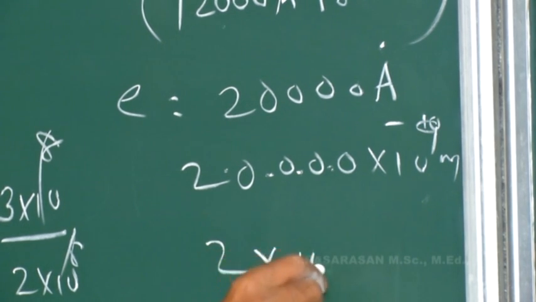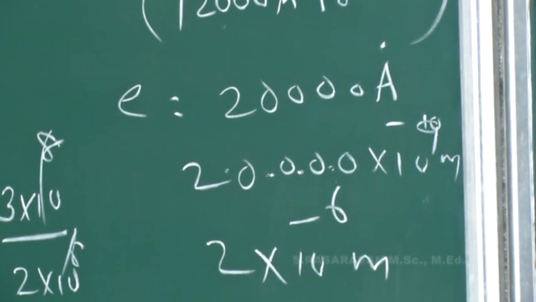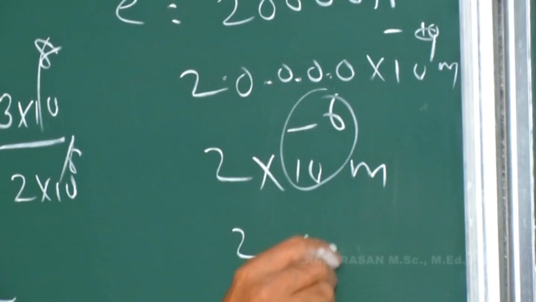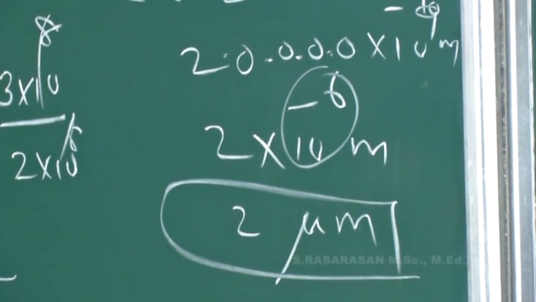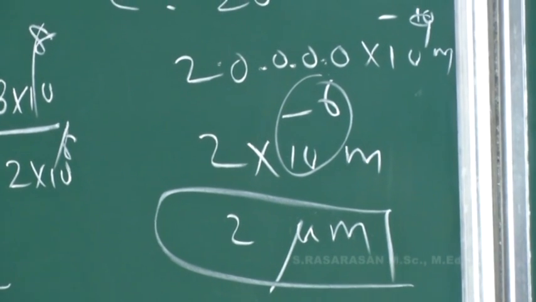அப்போ 2 into 10 power minus 6 மீட்டர்னு எழுதலாம். 2 10 power minus 6 மைக்ரோமீட்டர்னு எழுதுவோம். ஸோ வாட் இஸ் த கிரேட்டிங் எலிமெண்ட்னா ஆன்சர் இஸ் 2 மைக்ரோமீட்டர். எஸ், இட் இஸ் இன் த ஆப்ஷன் பி.